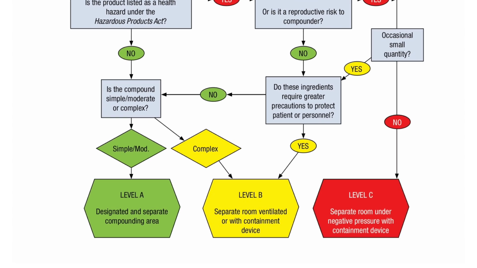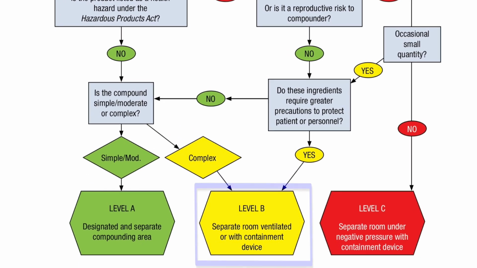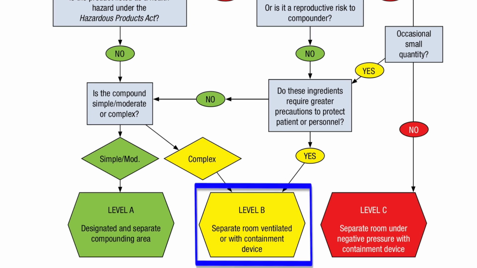Based on all of these factors and the information outlined, methadone falls into the level B classification, requiring a separate room that is either well ventilated or has a containment ventilated enclosure installed.